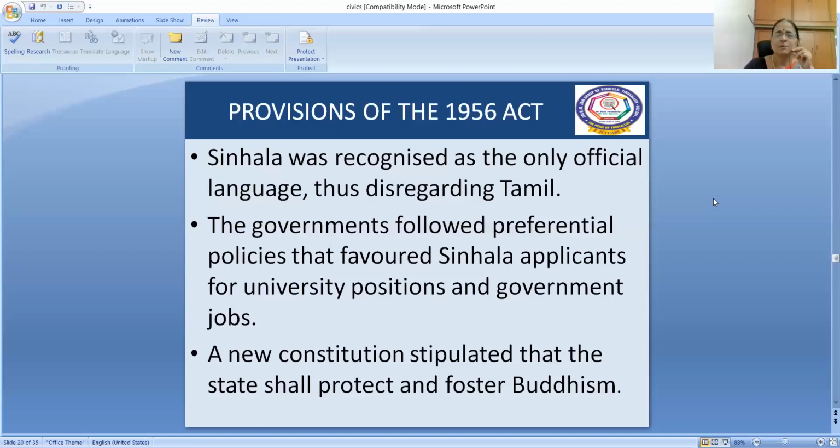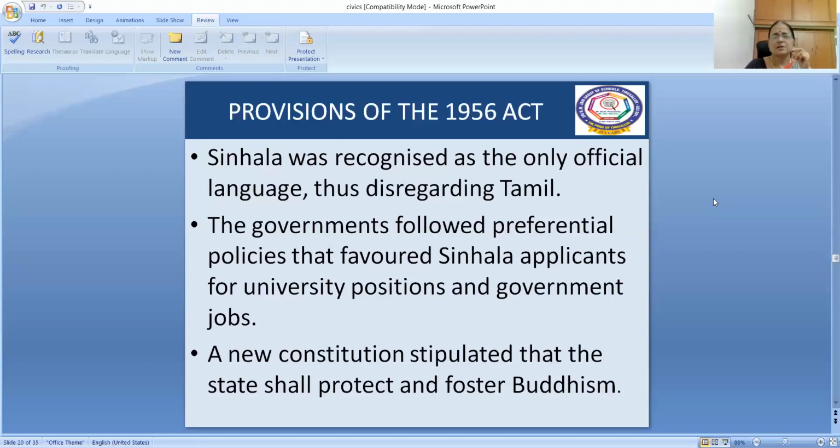Second provision. The governments followed preferential policies that favored Sinhala applicants for university positions and government jobs. So through the 1956 Act, it favored only the Sinhala community. It hurt the sentiments of the Tamils. Third, a new constitution stipulated that the state shall protect and foster Buddhism. So according to this provision, Buddhism will be fostered and protected.